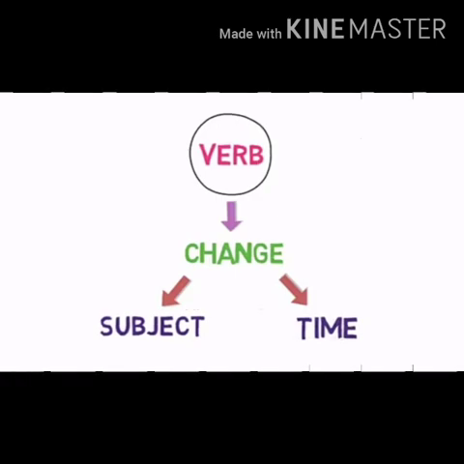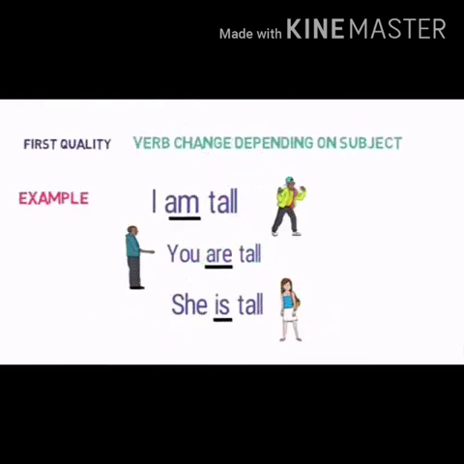Here I take the example, I am tall. Here I is first person, meaning the subject. Am is verb and tall is adjective. In the second example, you are tall. Here you is second person, that is the subject. Are is verb and tall is adjective.